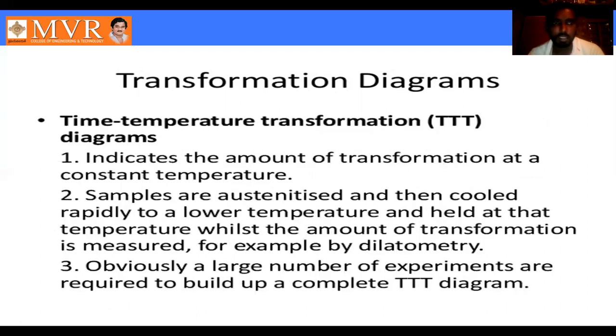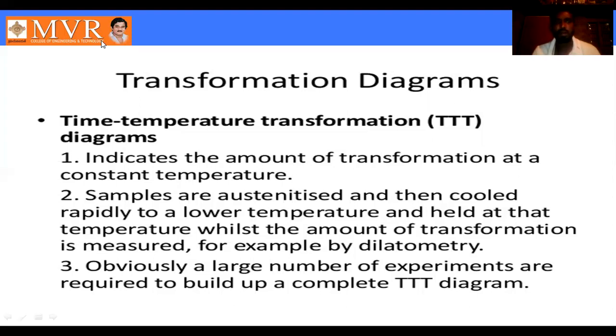First, the TTT diagram indicates the amount of transformation at a constant temperature. Before the heat treatment, the composition is taken as 100%. So at a constant temperature, how is the transformation going on? For example, before this diagram starts, the composition is 100%. When we start the TTT diagram, what happens at constant temperature? The composition will be transformed, from 100 to how much, say 70. You can see the variation on this diagram.